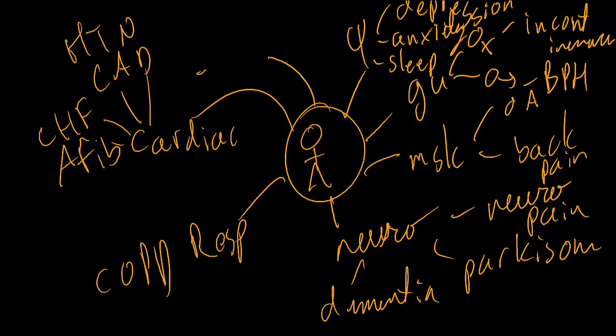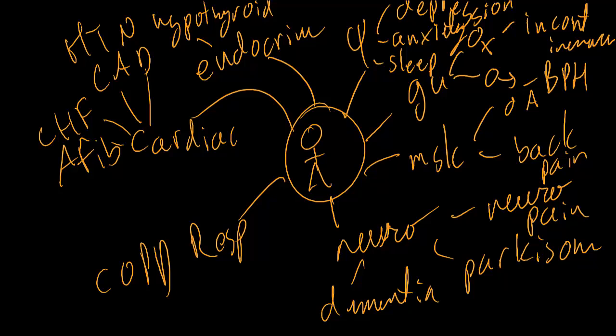And lastly, I'll put down endocrine issues. Hypothyroidism is remarkably common, along with diabetes. I hope this has given you a flavor of the conditions that are quite common in the geriatric population.